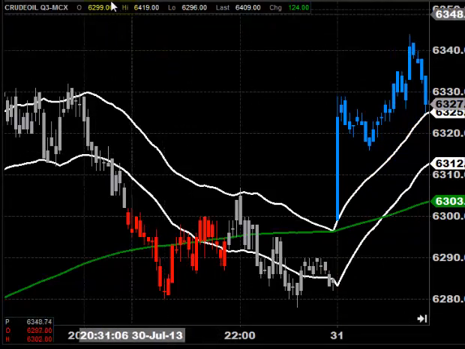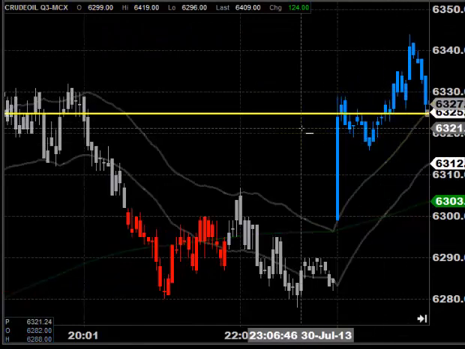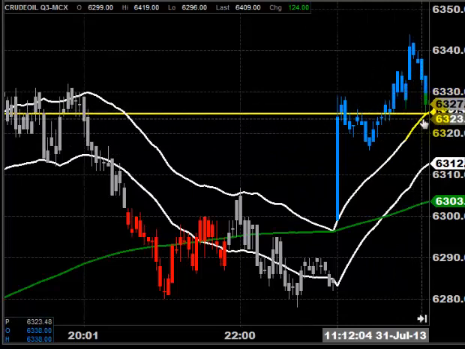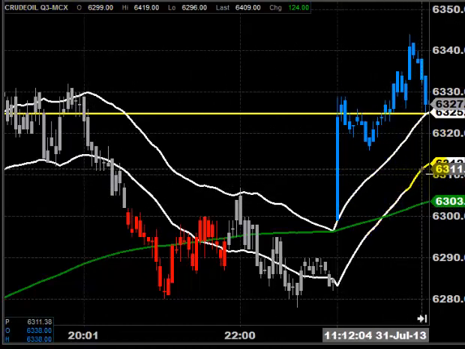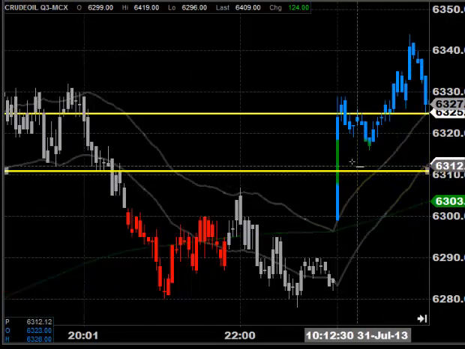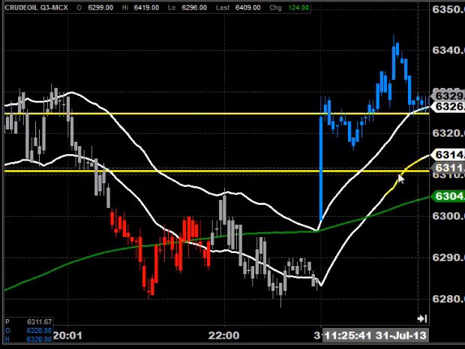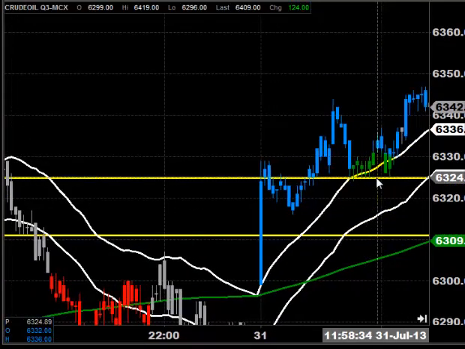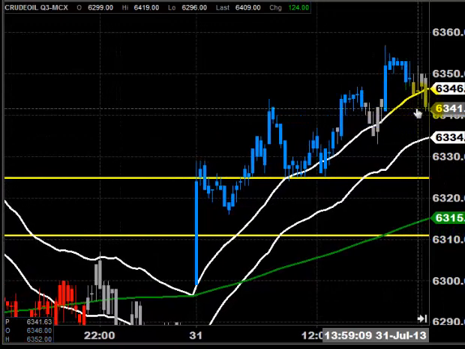So I am just going to mark the entry point here, probably a few points above or below this blue color line. You can enter into the market. You know very well where you should place your stop loss. Your stop loss should be a few points, 2 or 3 points, below this white color second band. Now you should wait and see whether the price is moving up. Yes, you can see that to a certain extent the price moved up and you made some good profit out of this.